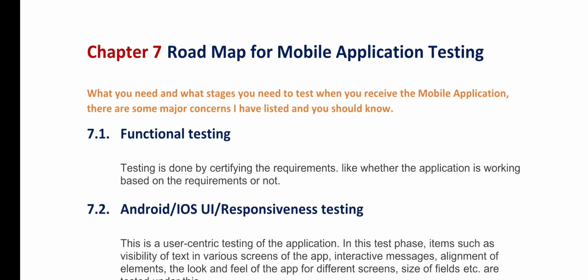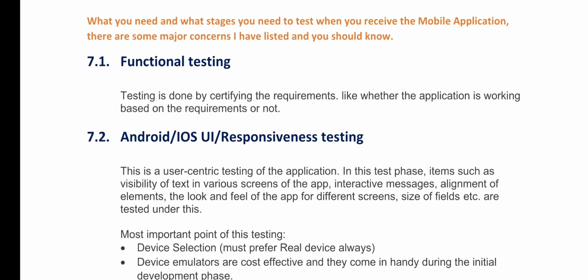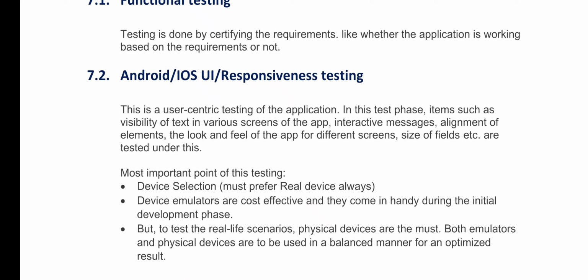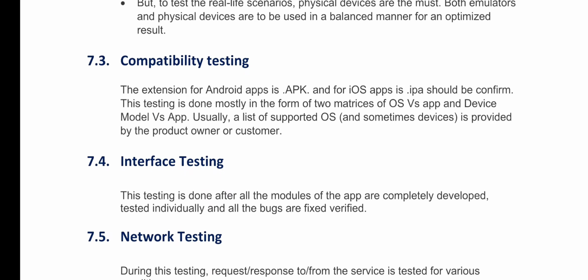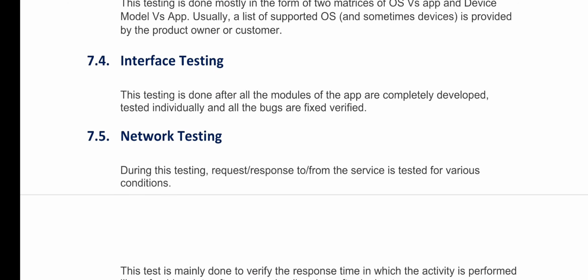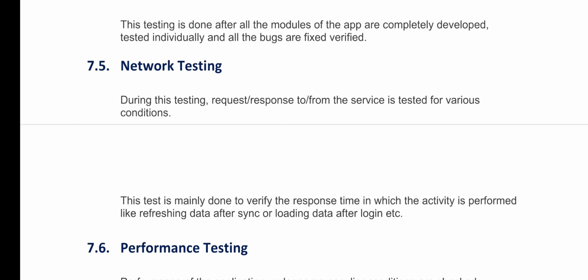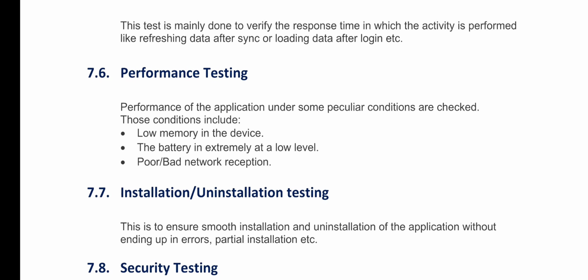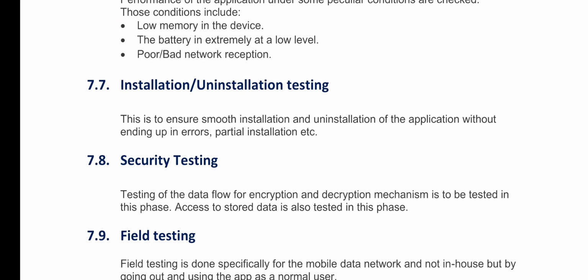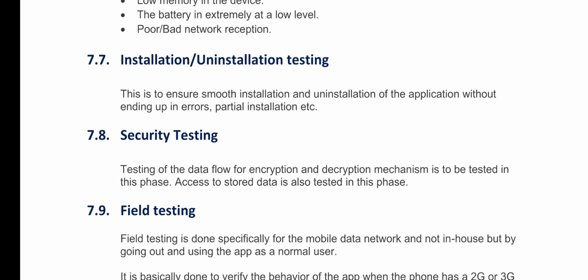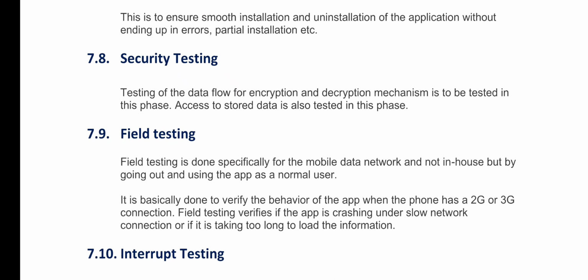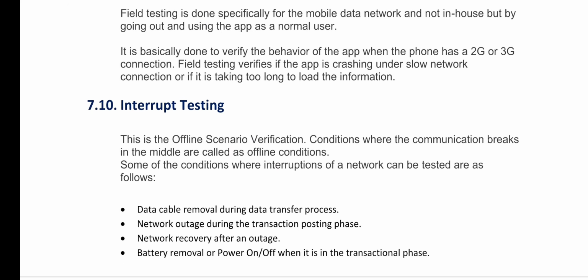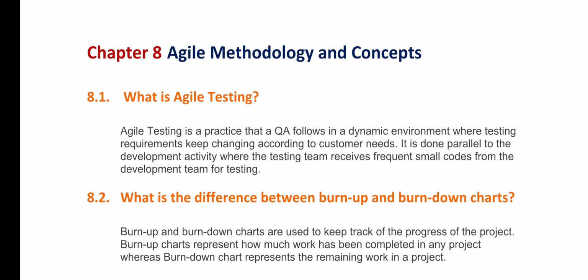Okay, in chapter 7 we have discussed about the roadmap for mobile application testing. Here we have discussed about the functional testing. Here we have discussed about Android or iOS UI or responsiveness testing and compatibility testing, and we have discussed about the interface testing, about the network testing, about the performance testing, about the installation and uninstallation testing, and we have discussed about the security testing, field testing, interrupt testing.